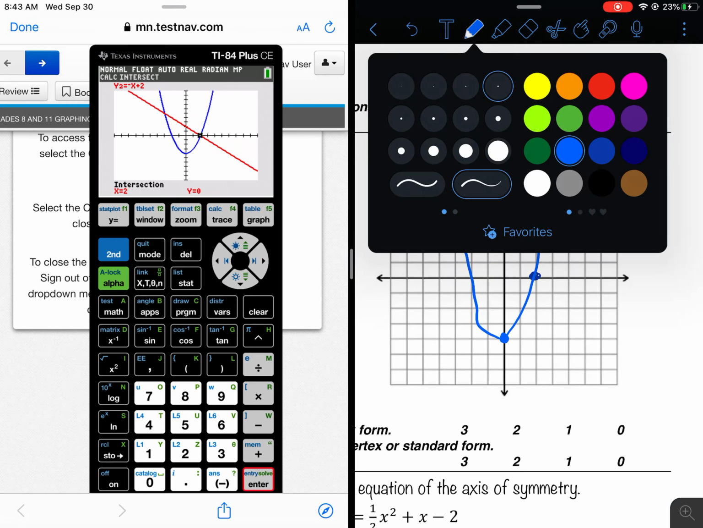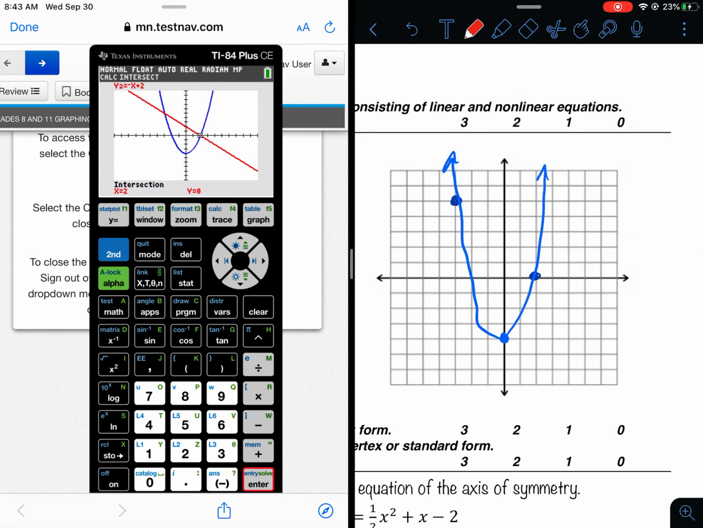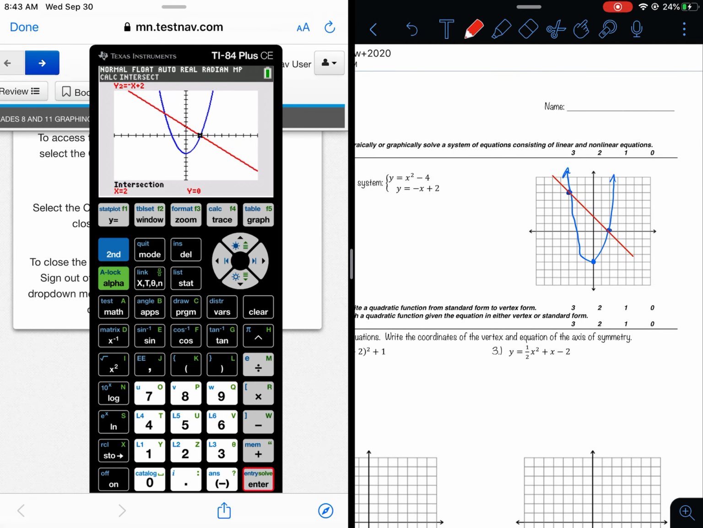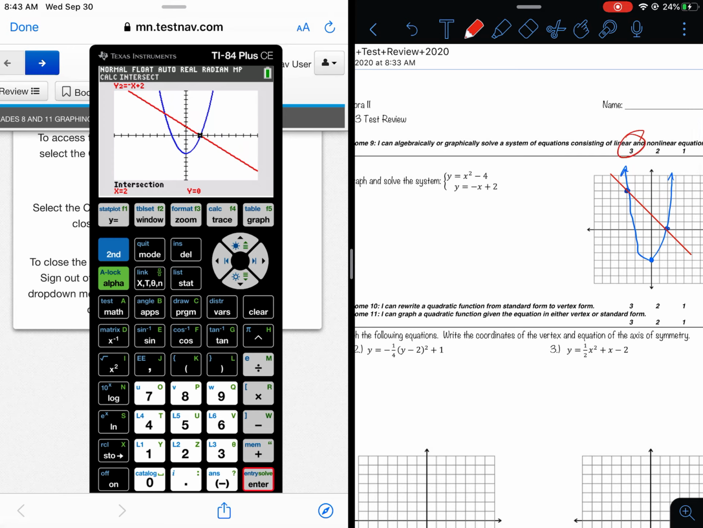The other one is in red. This one's real easy because it's just a line between 2 points. Help me straighten that out. That is terrible. Let's try that again. That's a little bit better. And there you go. All I did was find the intersect points using my graphing calculator and then drew them on the graph. And there you go. Mastery.